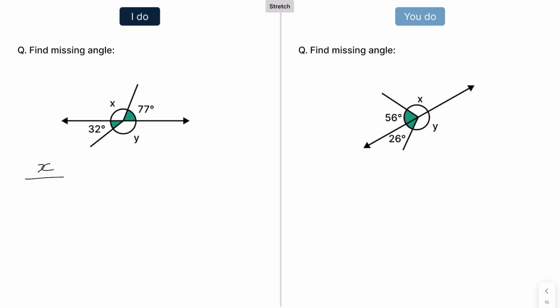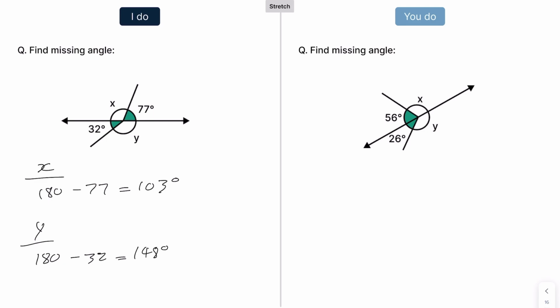Now remember, angles on a straight line, so this is a straight line. Angles on a straight line add up to 180, so if this is 77, in order to find x, I'm just going to do 180 take away 77, okay? So that's 103 degrees. I have got a separate video on angles on a straight line, I'll link that just now. That is 32, take away that, and that is 148.